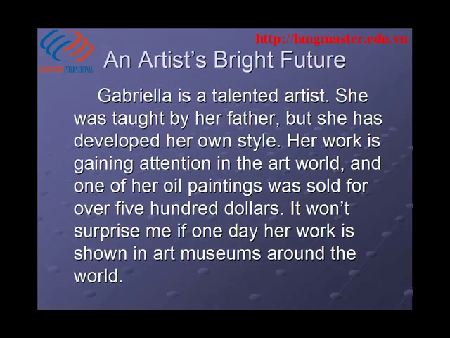Do you see the passive sentences? The first is, she was taught by her father. The second passive construction is in the middle of the paragraph. One of her oil paintings was sold for over $500. And the third example of a passive construction? Her work is shown in art museums.